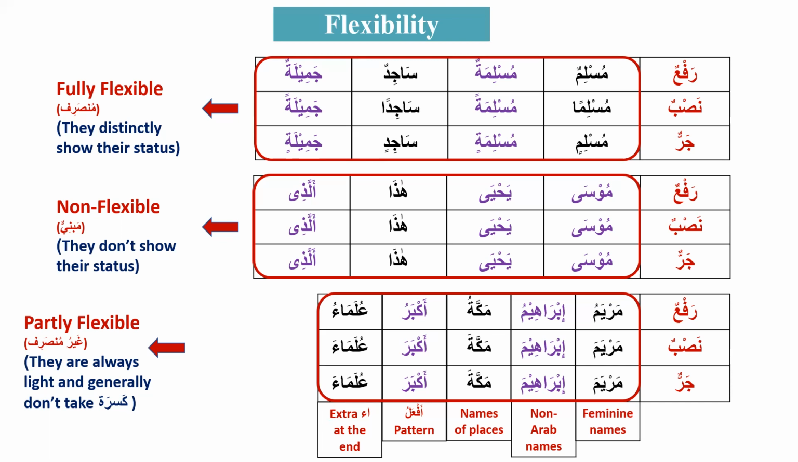Brother Shabazz, in the non-flexible array, are Musa and Yahya Arab names? I won't say Musa is Arab. I don't think they're Arab names. But due to the haraka, we are putting them in the non-flexible. That's right, because they don't change in Rafa, Nasab status, or Jar status. They always are the same. It is for that reason we are putting them in the non-flexible category. Jazakallah.